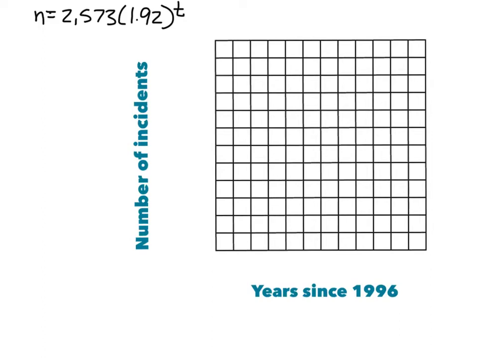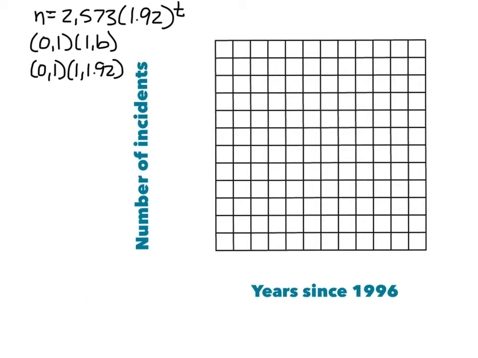Okay? Now, with any kind of growth, we always plot what 2 points first? 0, 1, 1b. Okay, now what's the base? What's b? 2,573. No. What's being raised to the exponent? 1.92. So 0, 1, 1, 1.92.